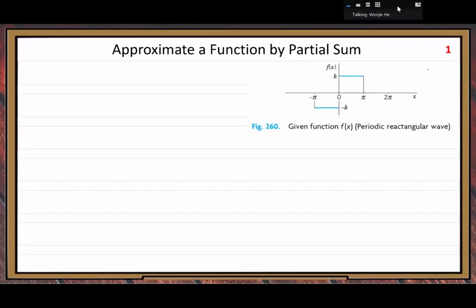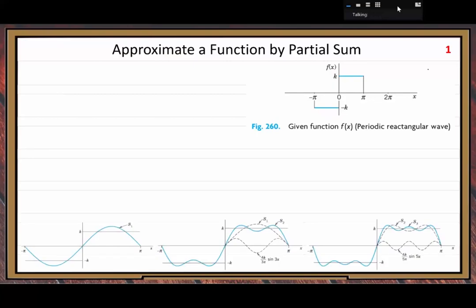So here, let's understand this topic. Approximate a function by partial sum. You only take the first few terms; we call it a partial sum. So consider this function. Remember we did it last time. We calculated the first 3 partial sums: S1, the first partial sum; S2, the second partial sum; and S3, the third partial sum. You can see we get a better and better approximation.